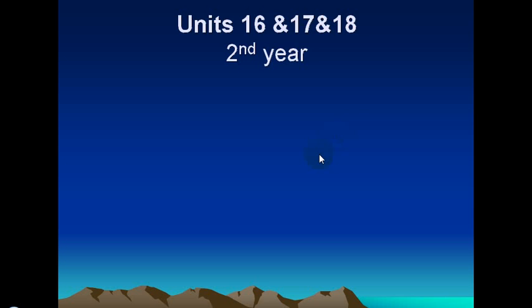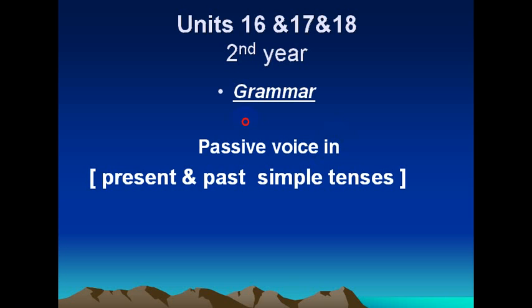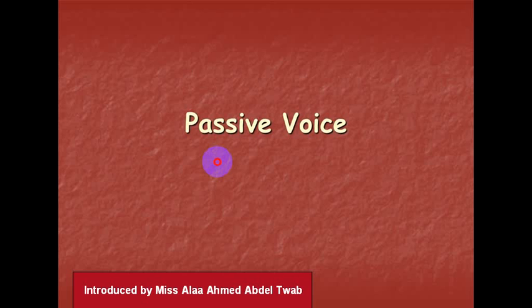As you all know, we didn't have the chance to learn the grammar rules of Units 16, 17 and 18 for second year due to the circumstances of coronavirus spreading all over the country and the procedures that followed by shutting down schools. So I have made a presentation for you to explain the passive voice in present and past simple tenses. Let us look at the formulation.